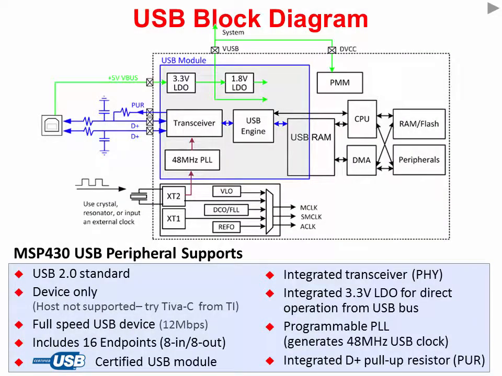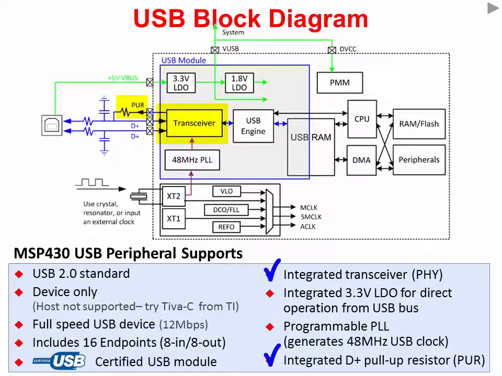As we stated 2 slides ago, the MSP430 is a certified USB module that supports: 1. The USB 2.0 standard, 2. Operating at the full speed rate, and 3. In device mode only. That said, there are some other nice features provided by the MSP430's USB port. For example, both the transceiver, that is the PHY, and the required pull-up resistor, PUR, have been included.